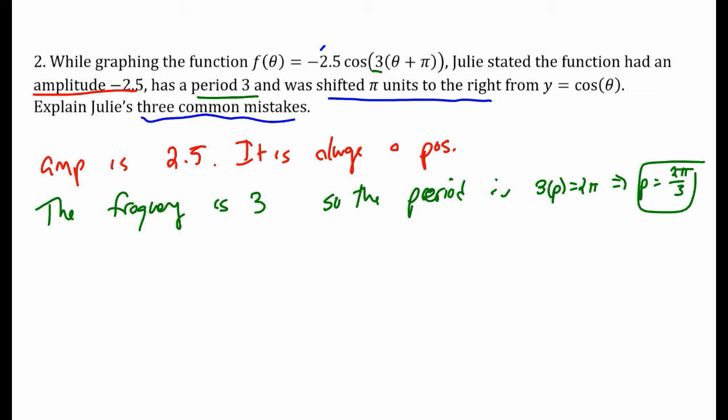And then we've got a little phase shift here of shifting pi units to the right. Well, notice that this is inside the trig function, so it's a horizontal shift. It's not my midline, it's a horizontal shift. But remember, inside shifts are opposite. That's not going right pi. We're shifting left pi. That inside shift is opposite. Not plus pi, we're actually going minus pi. It's actually a shift of minus pi, or pi to the left. So those are the 3 common mistakes that Julie made there. Don't make those mistakes.